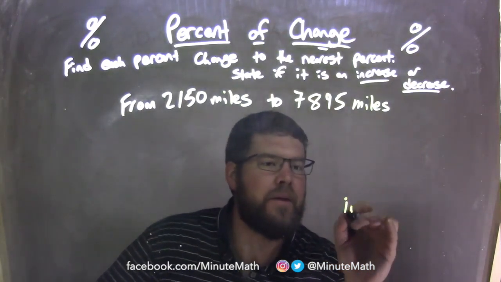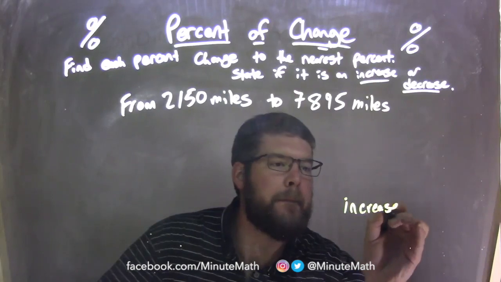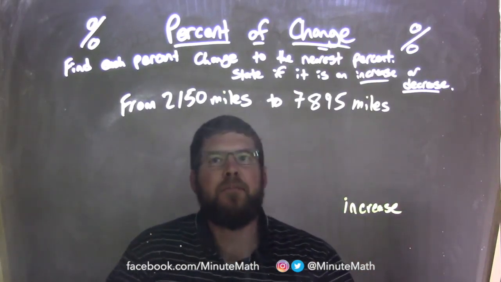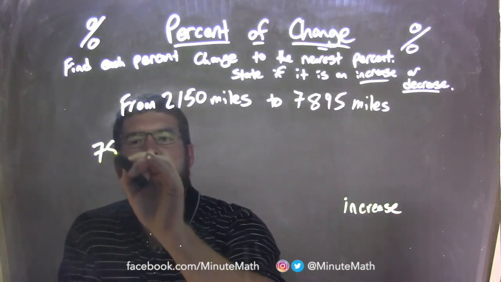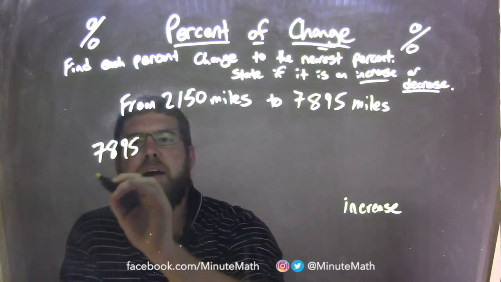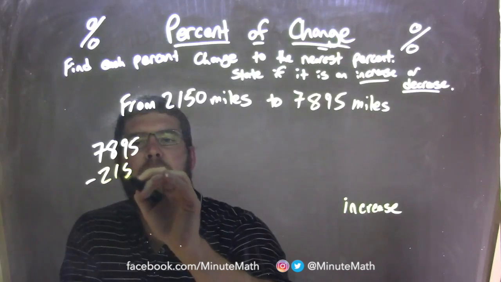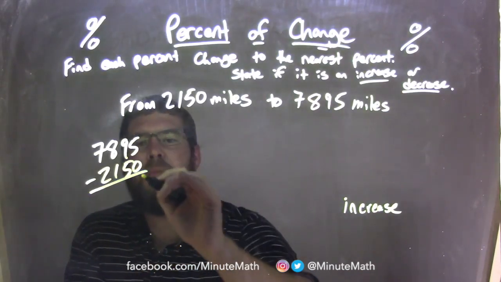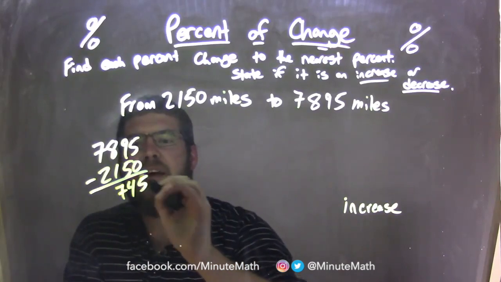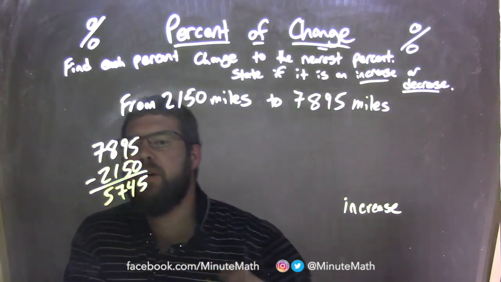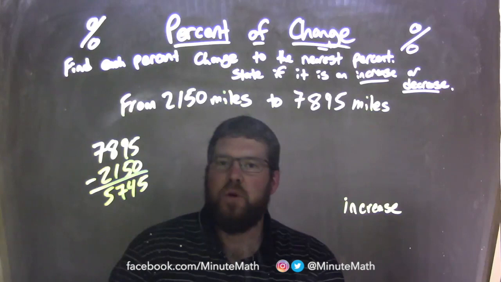So I'm going to write it here. Increase. So now I need to find the difference between these two numbers. So I'm going to subtract them here. Take the larger number, 7,895, and subtract the smaller number, 2,150. 5 minus 0 is a 5, 9 minus 5 is a 4, 8 minus 1 is a 7, and 7 minus 2 is a 5. So we're left with 5,745.